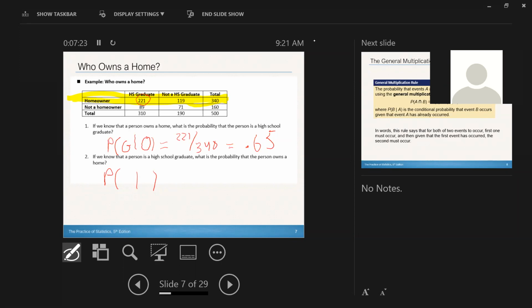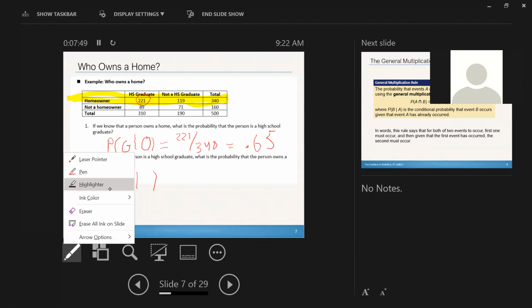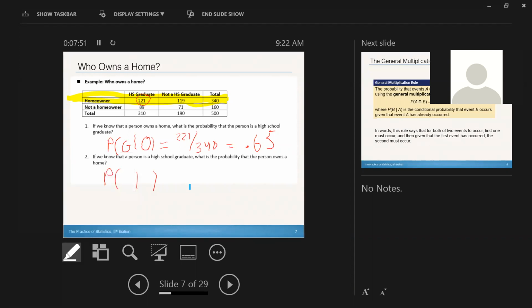I'm going to ask Joseph to help me on this next one. What's the given that for this next one, Joseph? Okay, so if we know the person is a high school graduate, we're going to go to the high school graduate column, and our total is going to be 310, and then what we're looking for is a homeowner, so it's going to be 221 out of 310, and then we solve for the percentage.